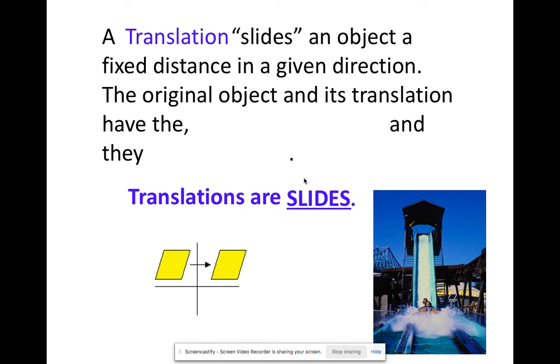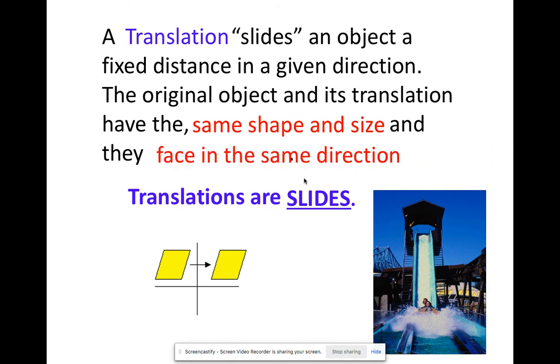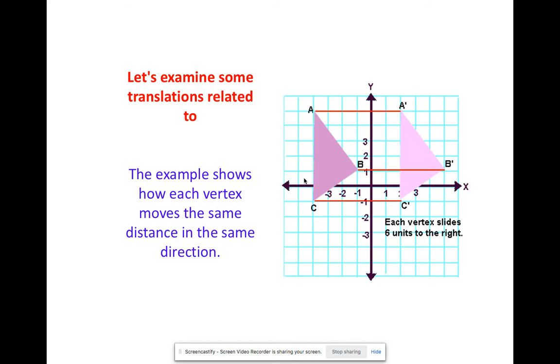The original object and its translation have the same shape and size, and they face in the same direction. Nothing happens with our shape besides the fact that we are literally just sliding it. We're not changing the size, the shape, or what it looks like, we're just moving it. Let's examine some translations related to coordinate geometry. We're going to use coordinate geometry a lot when working with transformations, specifically just translation today.